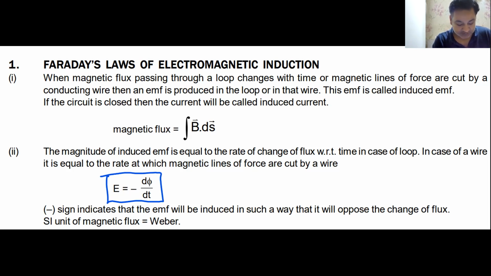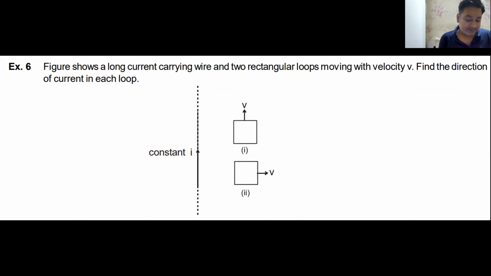Okay. Now, just to give you a brief thing about Lenz's law, how do you find the direction of induced EMF or direction of induced current? This is just a simple example. We are shown a current carrying wire and two rectangular loops, one loop moving along the vertical line along the wire, one loop moving perpendicular to the wire, in which case EMF is induced. What is the direction of induced EMF or induced current?